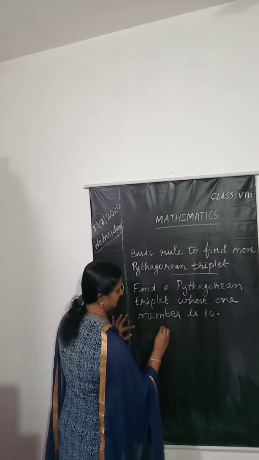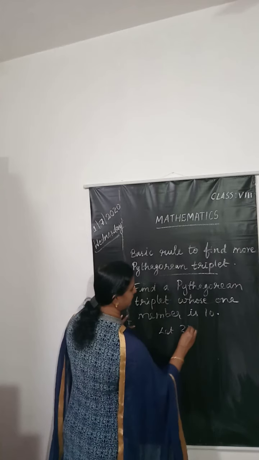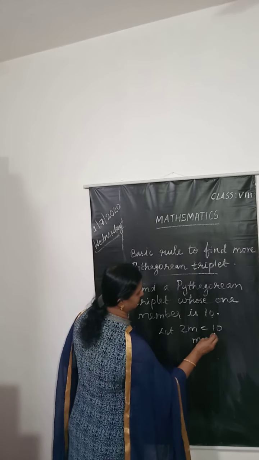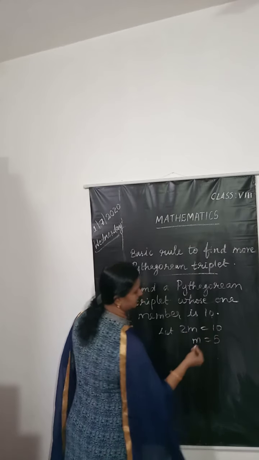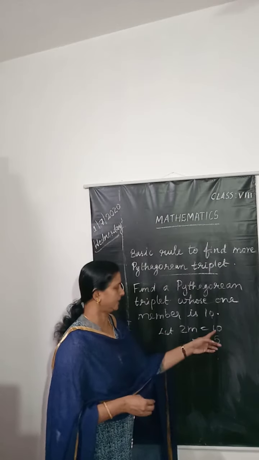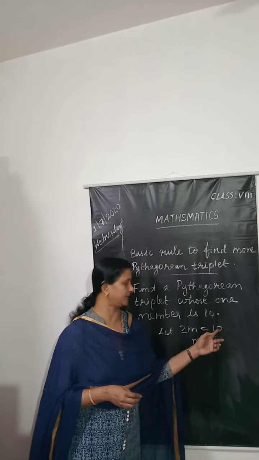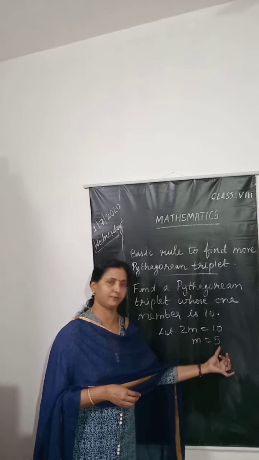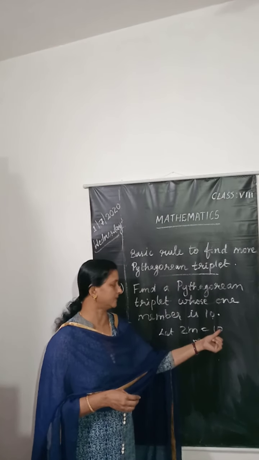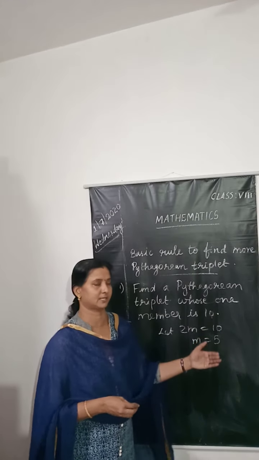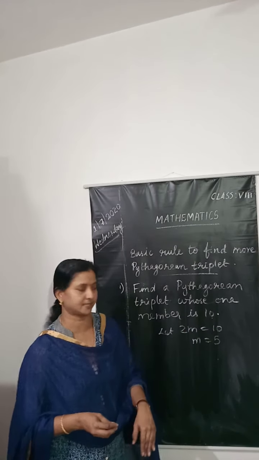Here we can take, let 2m be equal to 10. Therefore, m is equal to 10 divided by 2, which is equal to 5. So you got the value of m as 5. Here the given number 10 is an even number, so you can easily divide it by 2. Suppose it is not even, if it is an odd number, you have to choose m square minus 1. That I will show in the next example.